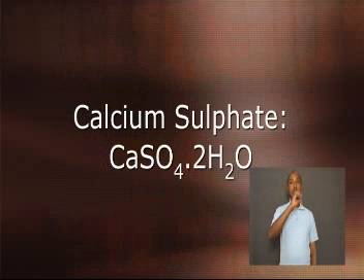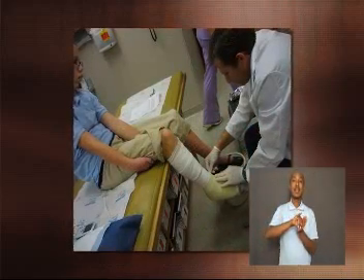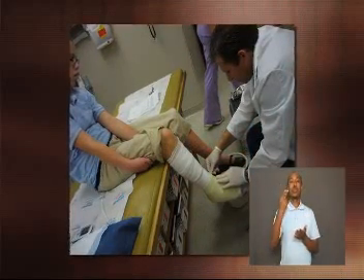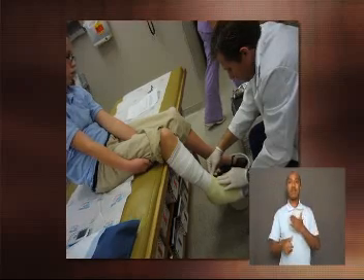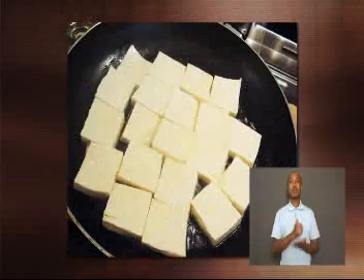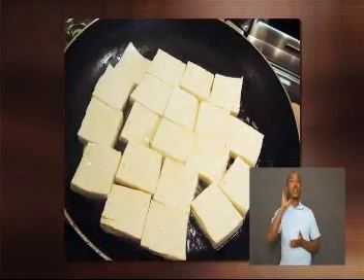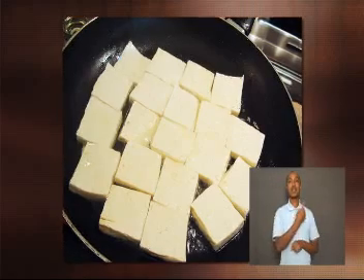Calcium sulfate, which is also referred to as gypsum, is a salt that is used to produce plastering for walls and plastering to support fractured bones. It is also used to thicken certain food products, such as tofu.